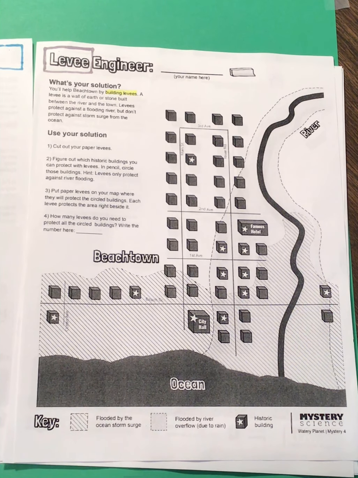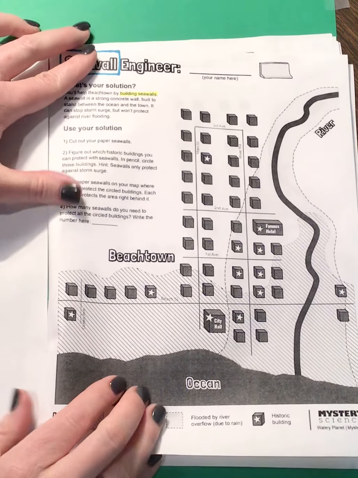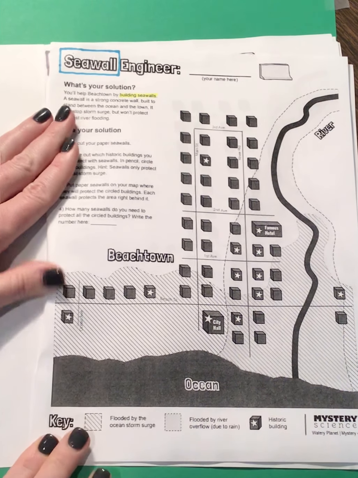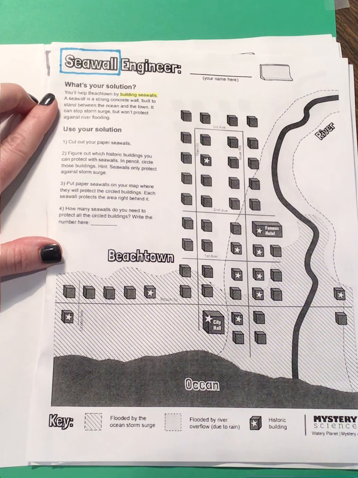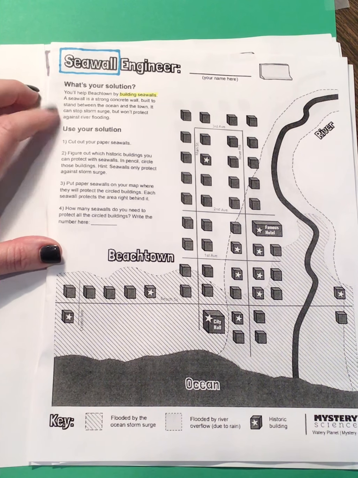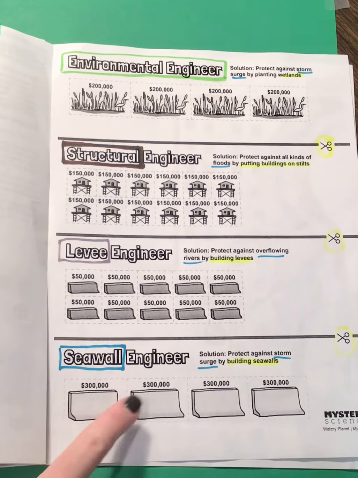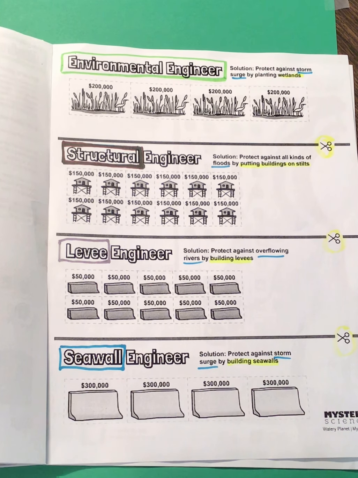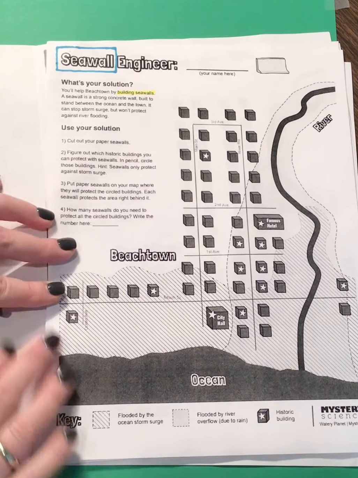Okay. And then finally, you have the job of seawall engineer. And so as the seawall engineer, you'll help Beachtown by building seawalls. A seawall is a strong concrete wall built to stand between the ocean and the town. It can stop storm surge, but won't protect against river flooding. So you'll go back to your cutting page, and you'll go down to seawall, and you'll notice you only have 4 of them to deal with, and those are pretty pricey, $30,000 a piece. And you'll decide where to put them.